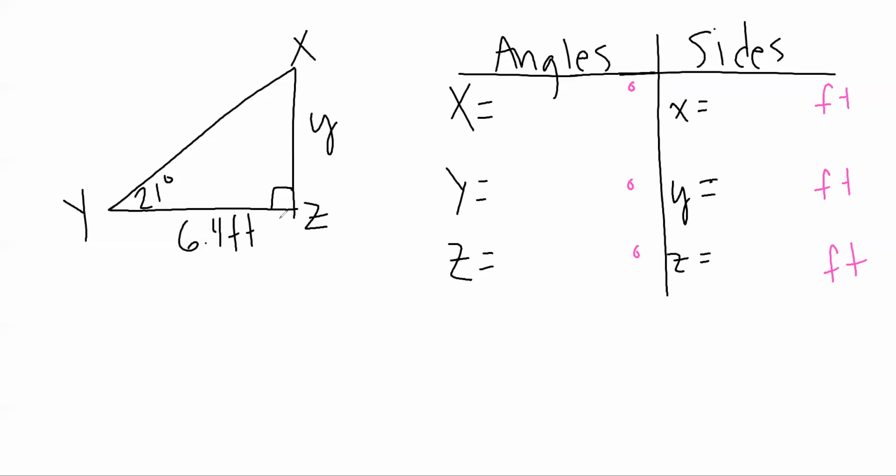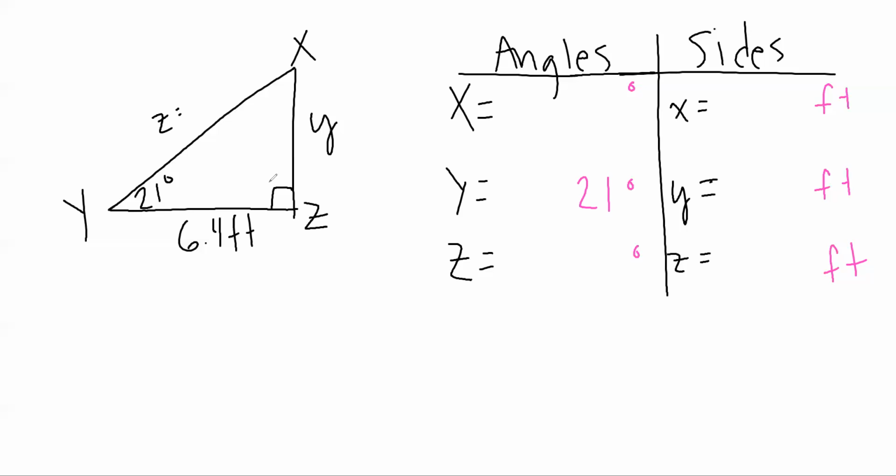So if this is angle Z, that makes this side Z. This is angle Y, so that's side Y. This is angle X, so this is side X. So now let's fill in what I already know. I know that angle Y is 21 degrees, so I can fill that in right now.